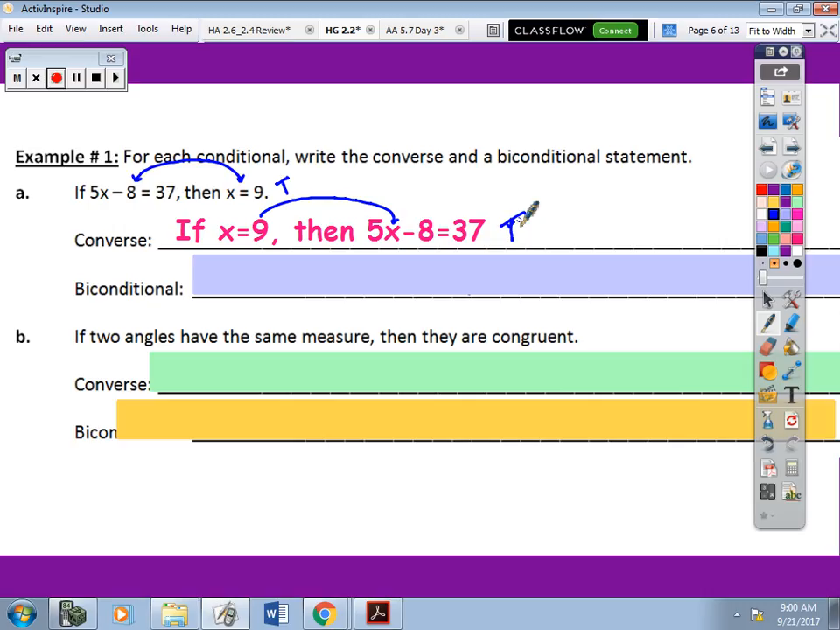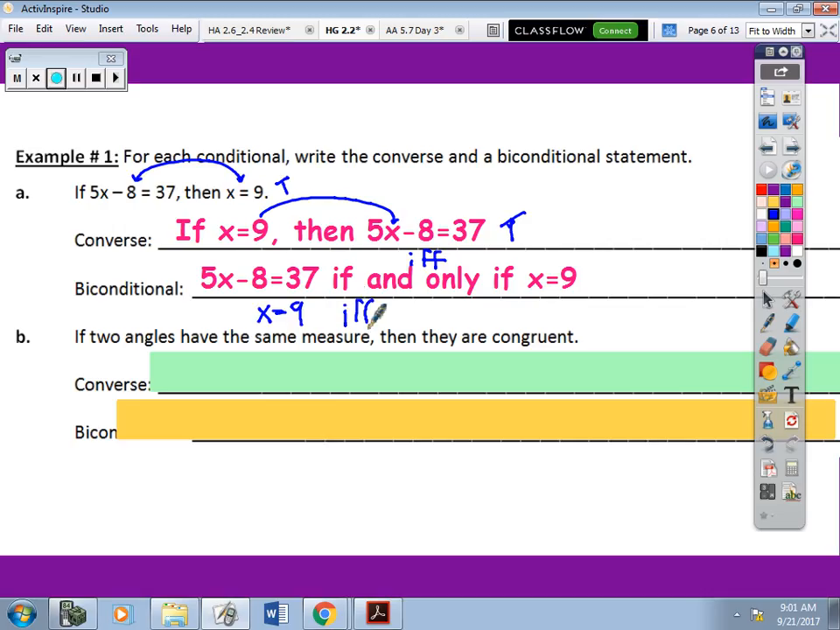The biconditional, again, takes out the if-then. It doesn't matter which one you put first. Like if you put the 5x minus 8 first and x equals 9, or the other way. Since there's a two-way arrow, it doesn't matter which one you put where. In between them, you will write the phrase if and only if. So 5x minus 8 equals 37, if and only if, or if you want to abbreviate it, IFF, x equals 9. Again, you also could write it as x equals 9, if and only if 5x minus 8 equals 37. It doesn't matter the order this time, because it's two-way arrow.